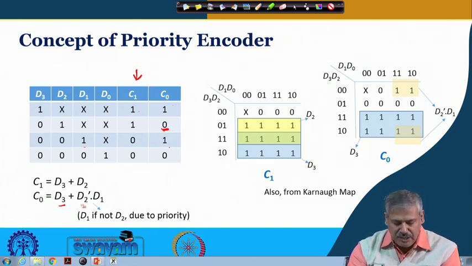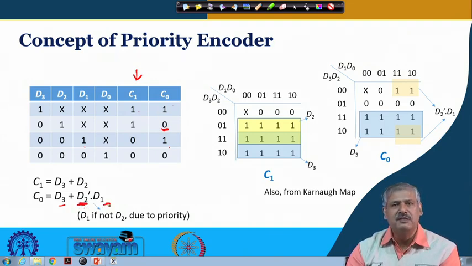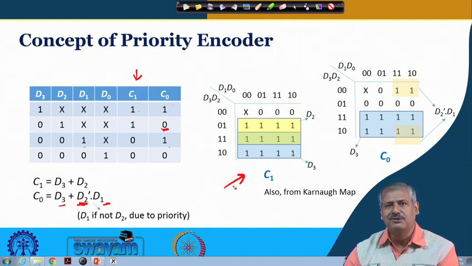So, if D2 is not present, then if D1 is present, it will be high. This is what we can see just by looking at the truth table. Otherwise, we have our conventional way of working it out through the Karnaugh map. So, D3, D2, D1, D0, if we put it into the Karnaugh map, this is what we shall see, and this is one term we are getting here, another term over here.